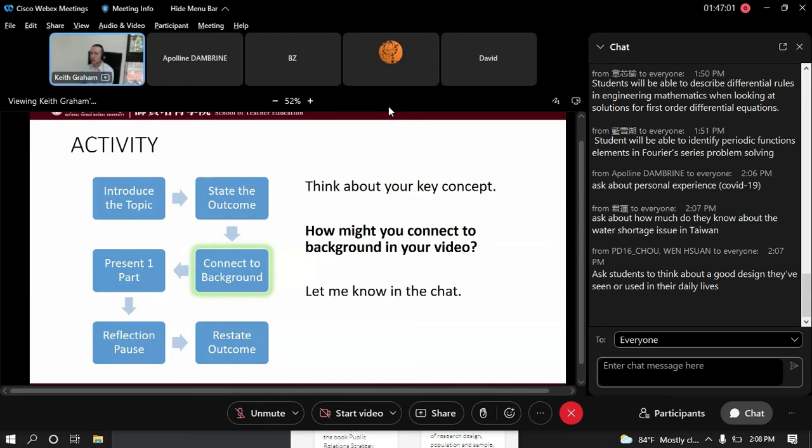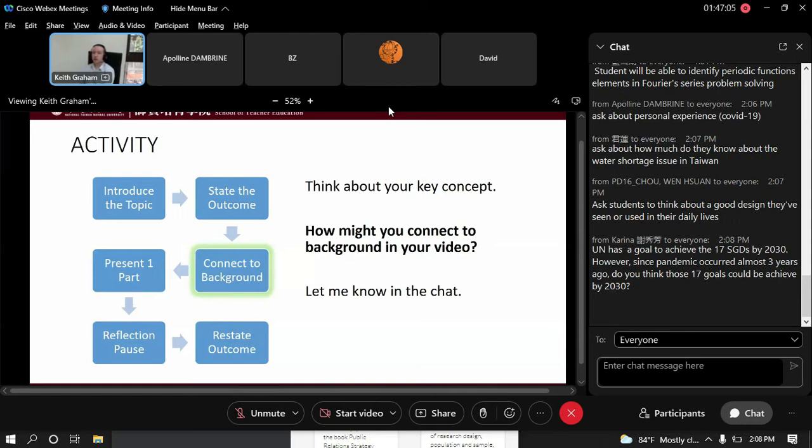One thing on the design one, I like what you put there, but an alternative is you could also show them an actual design and say, I want you to pause the video and think about what makes this a good design, so that the students can think about a specific example.